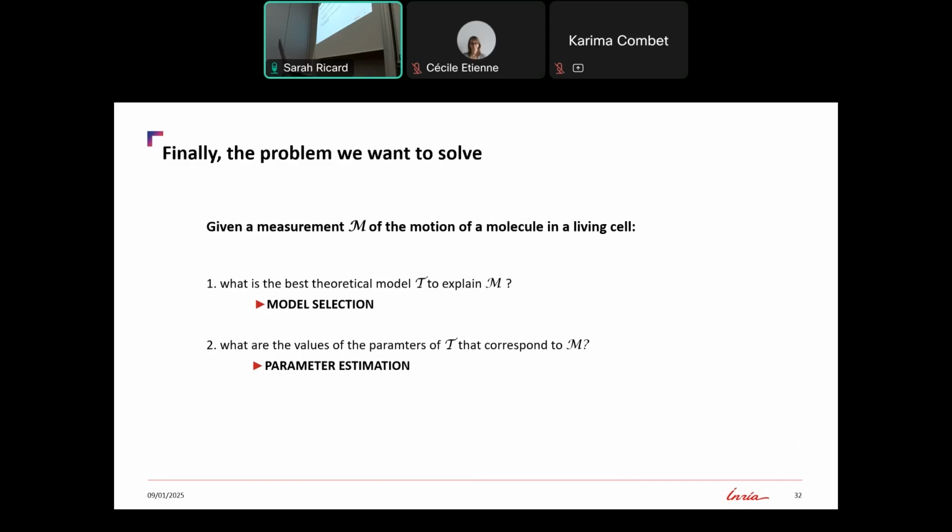So in fact, there are two problems. First you want to select the best model. And once you know what is the best model, you want to fit it on your data to have an estimation of your parameters, right?